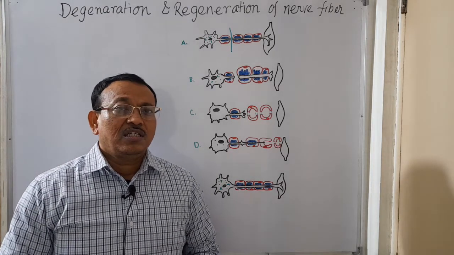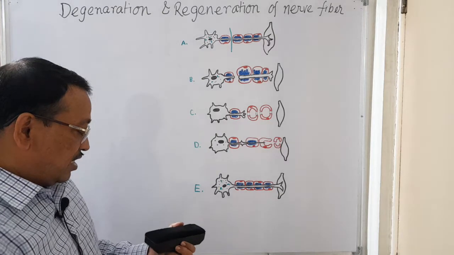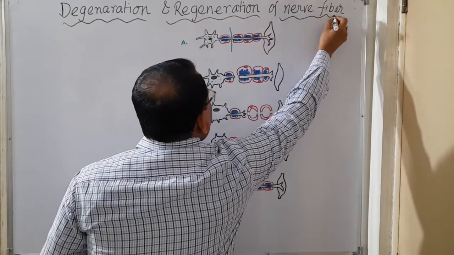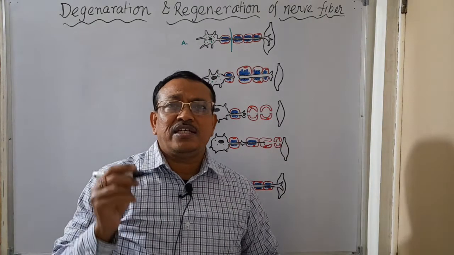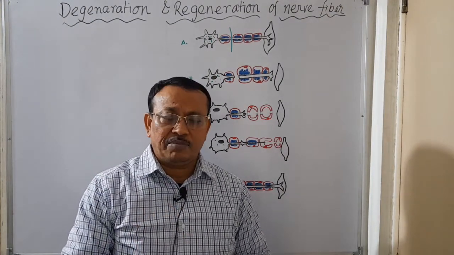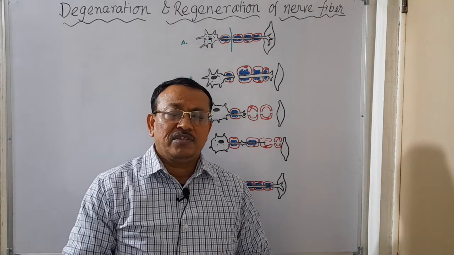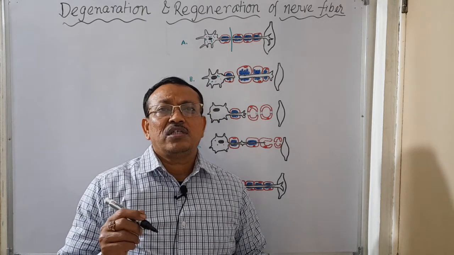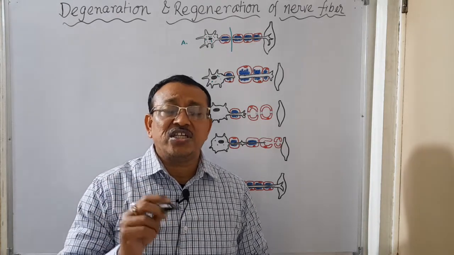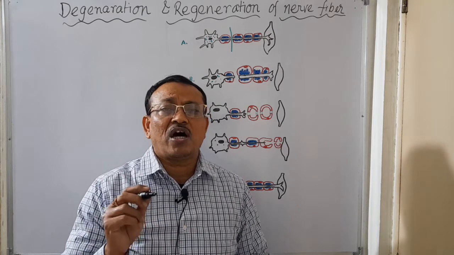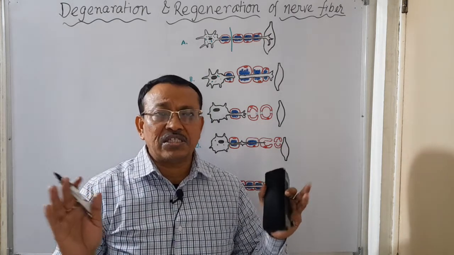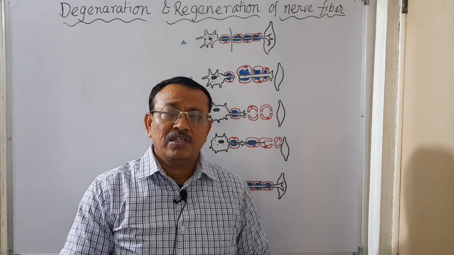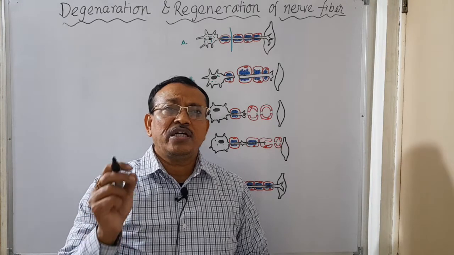Today I will talk about the degenerative and the regenerative changes of the nerve fiber. If there is any damage or injury of the nerve fiber, then what happens? Like the other tissues, the nerve fiber also undergoes degeneration for a certain period. Though in some cases, after some time, that particular nerve fiber also regenerates.